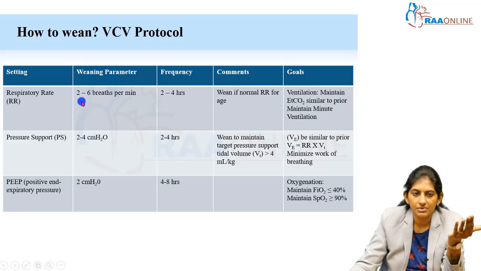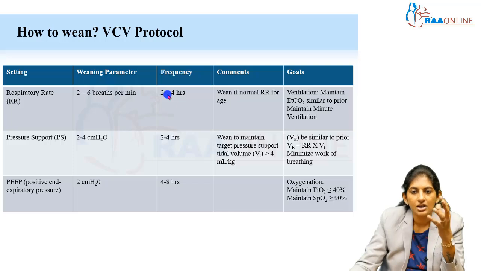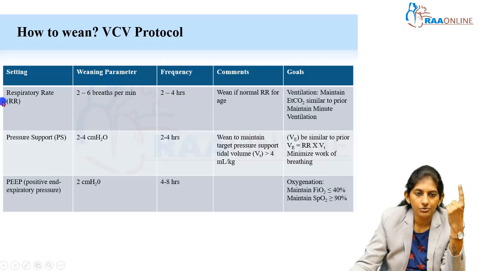What you do is try to decrease the breaths given to the patient by 2 to 6 breaths per minute. This is also judged clinically only. You decrease it every 2 to 4 hours till it comes to the normal respiratory rate for age. Do not decrease much more than that. This is the respiratory rate you are going to decrease.